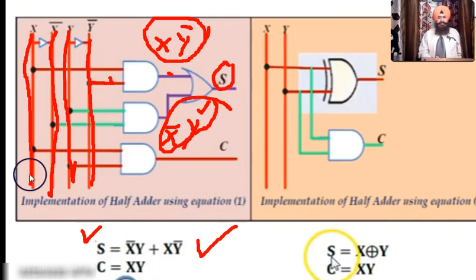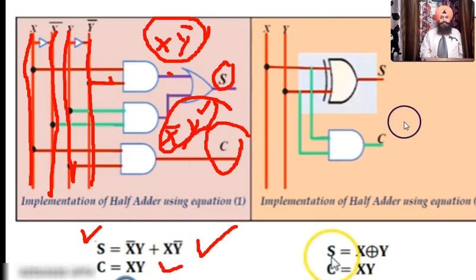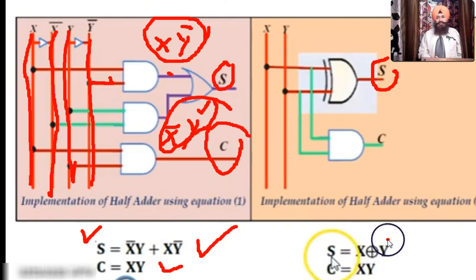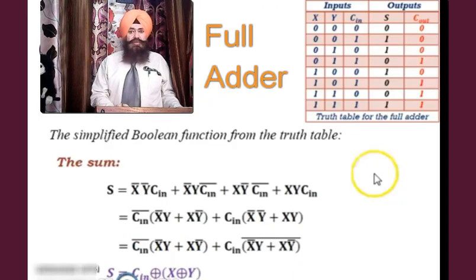Now we're coming to the carry. One connection is taken from the X line and one connection from the Y line. So the AND gate means the carry is XY, the second equation. Now using the exclusive OR gate: X line, Y line, exclusive OR gate, here S becomes directly X exclusive OR Y. And then X line, Y line, AND gate, C becomes XY.